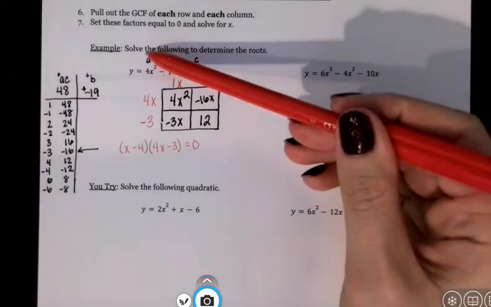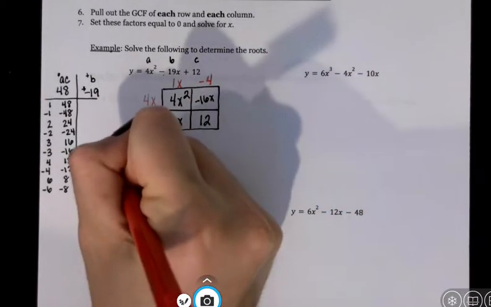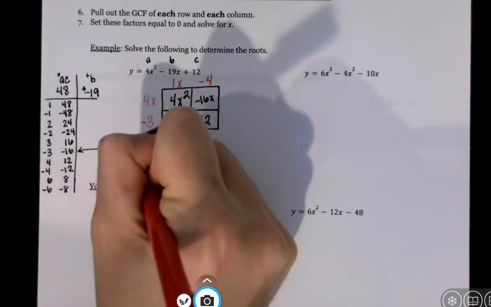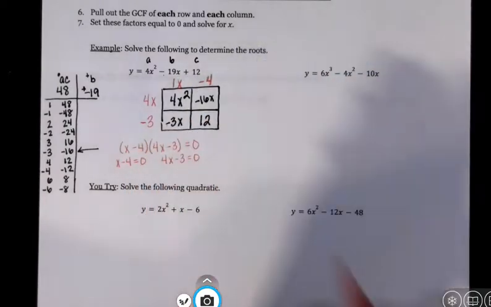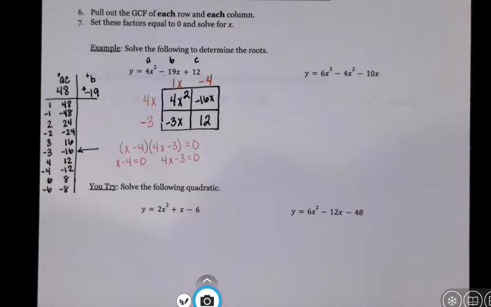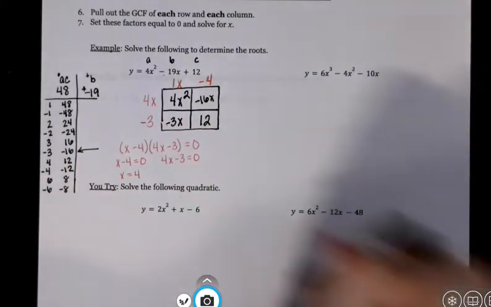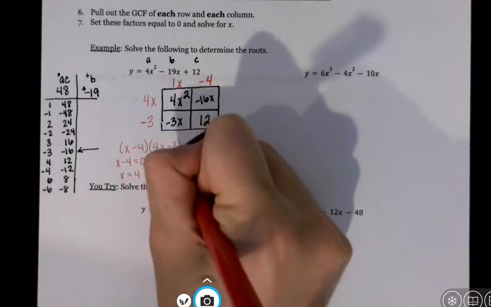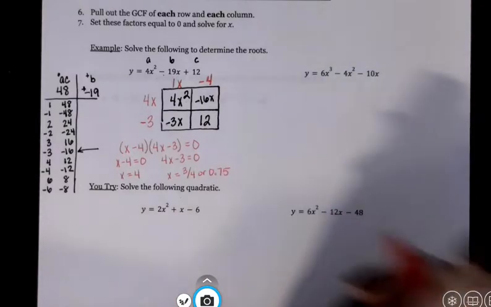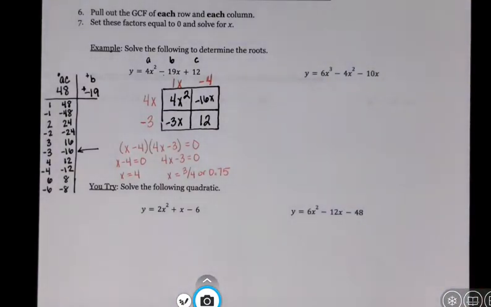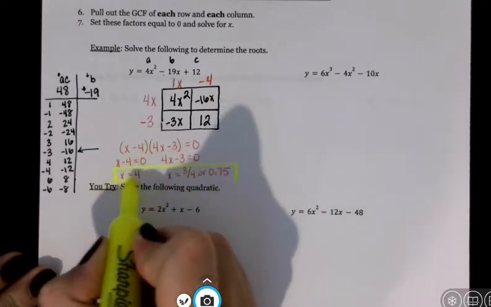If I'm solving it to determine my roots, I set each of these equal to 0. So I'm going to say x minus 4 equals 0, 4x minus 3 equals 0, and then I solve those to find my roots. I solve this one, I get positive 4. And then for this one, I get positive 3/4, or we could say 0.75. So this is where our graph would cross our x-axis if we graphed it.